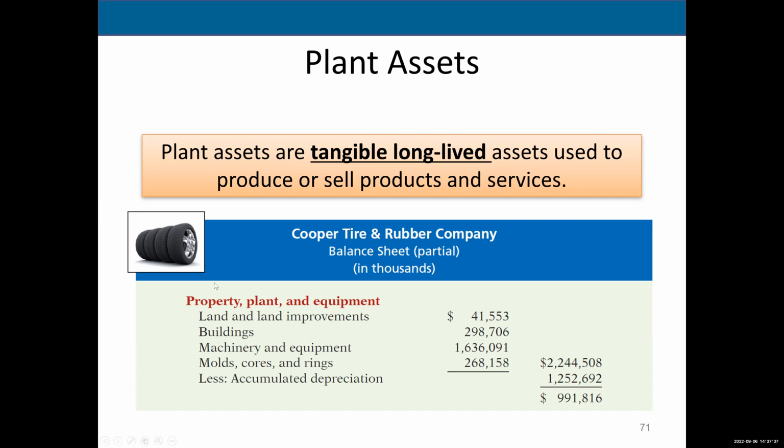Notice here that we have our PP&E listed: land, buildings, equipment, and then we have this thing called less accumulated depreciation, right? So remember, accumulated depreciation is a contra asset account. It does show up on the balance sheet, right? So remember, accumulated depreciation is a contra asset, and it's going to go against our assets.